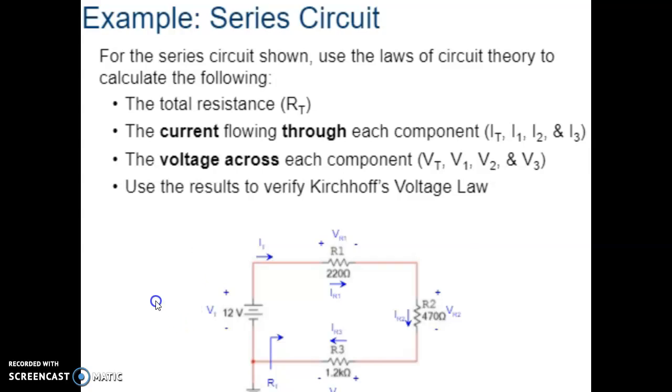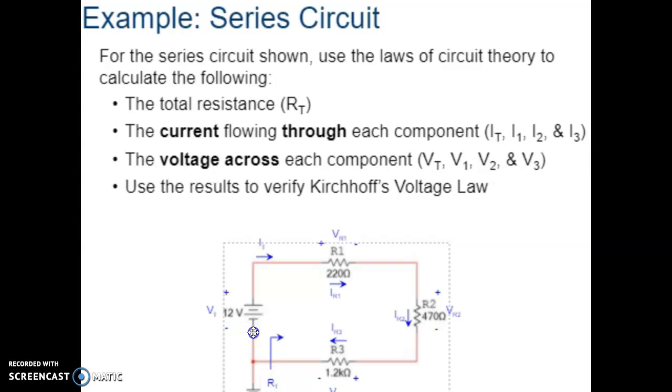Basically, the voltage drop, when this 12 volts comes around and hits this 220 ohm resistor, it's going to drop a certain amount of voltage right here. Then it's going to come to this 470 ohm resistor, and it's going to drop a little bit more than double the voltage on this resistor, and then it's going to come to this 1.2 kiloohm resistor, and it's going to drop the rest of the voltage. You're not going to really have that much voltage coming back around here.